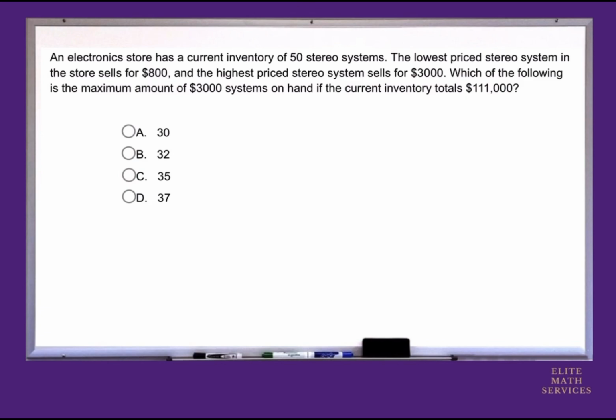Question number 5. So the first thing we do in a word problem is we want to circle all our numbers and underline key details. So first, we have a current inventory of 50 stereo systems. The lowest system sells for $800 and the highest system sells for $3,000.